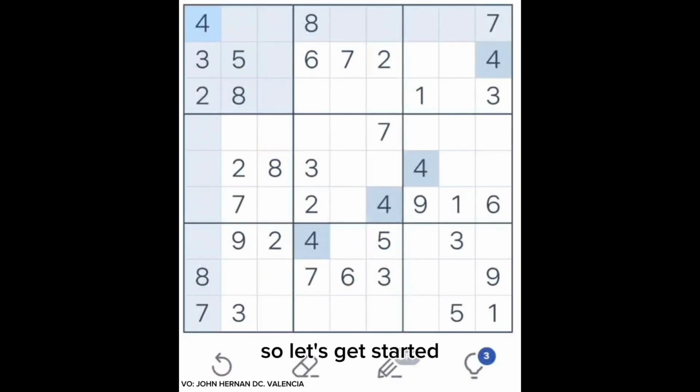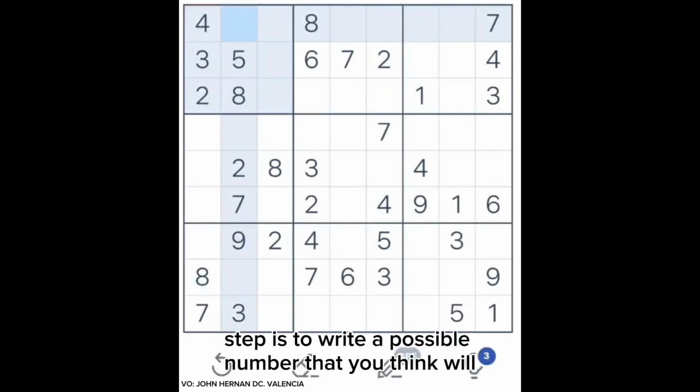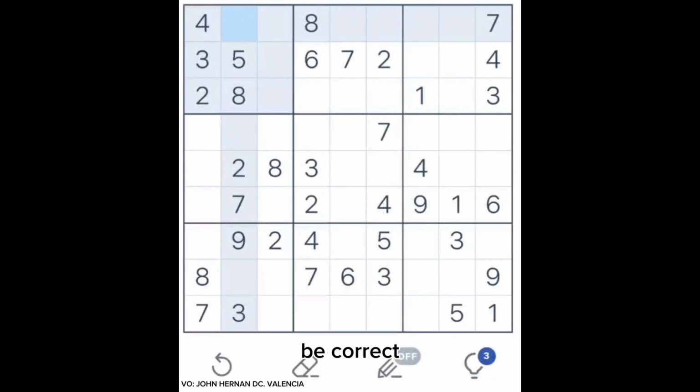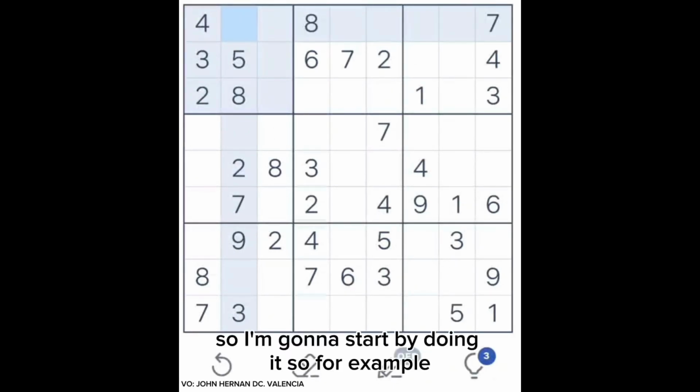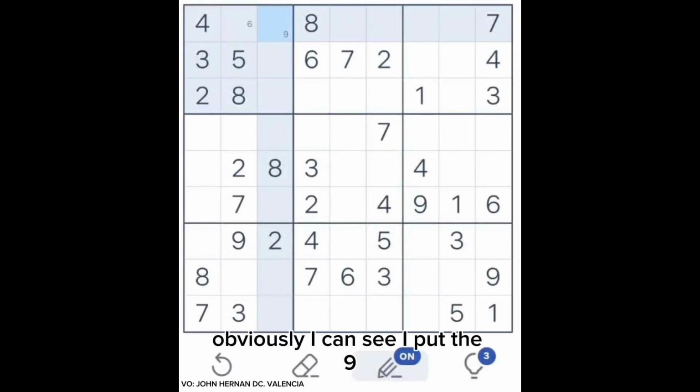So let's get started. The first step is to write a possible number that you think will be correct. I'm going to start by doing it. For example, in this region, I'm going to put the number 6. This is just a partial number. As you can see, I put in 9.